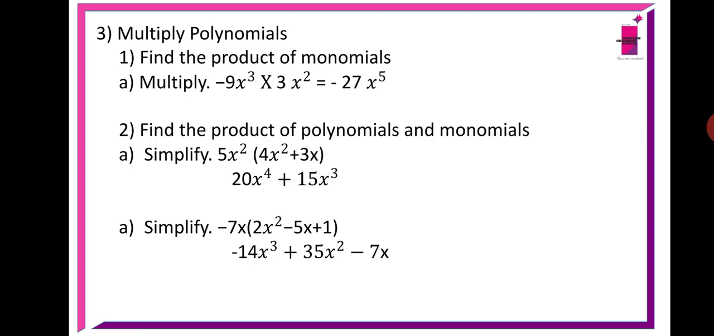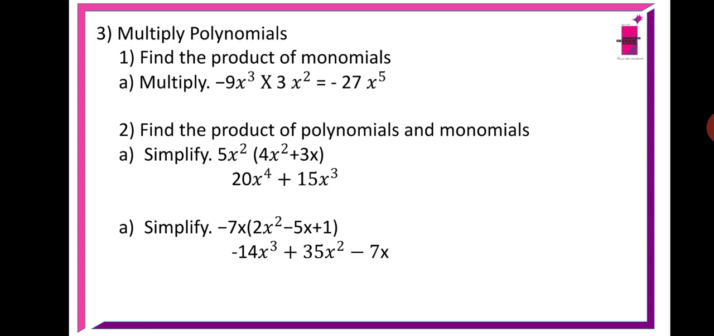Similarly, if you are multiplying a monomial with a binomial, first you should multiply the first term of the binomial with the monomial and the second term of the binomial with the monomial. Like for example, 5 4s are 20, x square into x square is x power 4, plus 5 3s are 15, and x square into x is x cube.